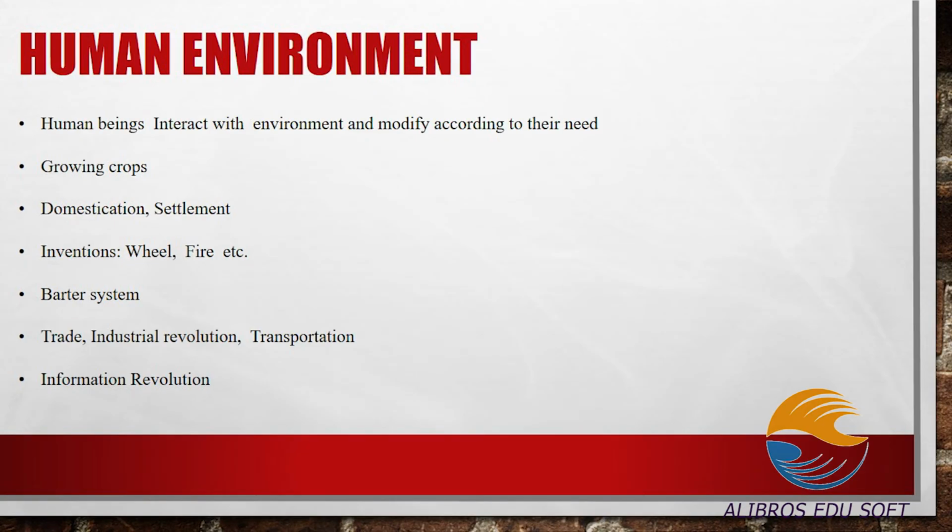Next is human environment. Human beings interact with the environment and modify it according to their needs, like growing crops, domestication, settlement in particular areas of the land, and so on. Invention of the wheel are all examples of environment formation by humans. The barter system, trade, industrial revolution, transportation, etc. also led to formation of a new environment by humans. Humans learn new ways to use and change environment. They learn to grow crops, domesticate animals and lead a settled life. Transportation became faster. Information revolution made communication easier and speedy across the world.